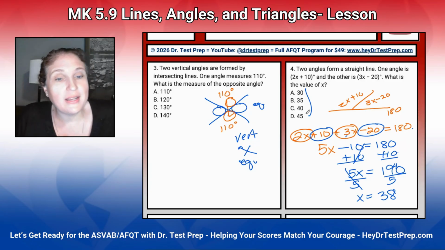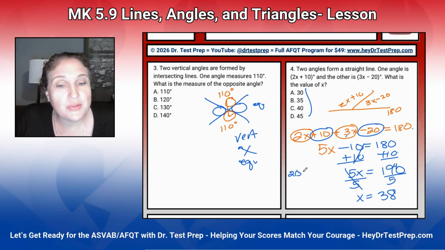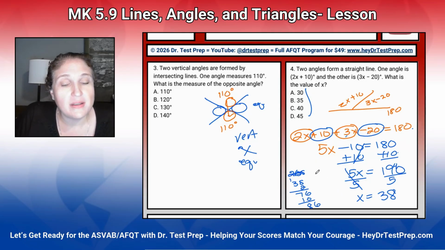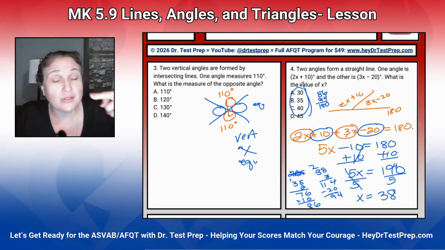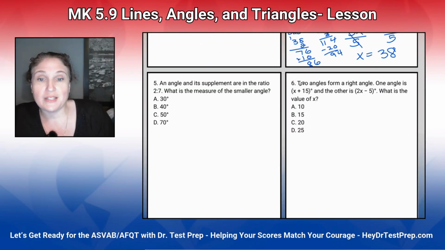So x equals 38, and I can double check my work by doing 2 times 38. 6 carry the 1 gives me 76, plus 10 means one angle is 86. 38 times 3 gives me 94. And then when we add up 86 plus 94, we get 180. So our math is right. On your paper, you'll see the correct answer, but the correct answer is 38.